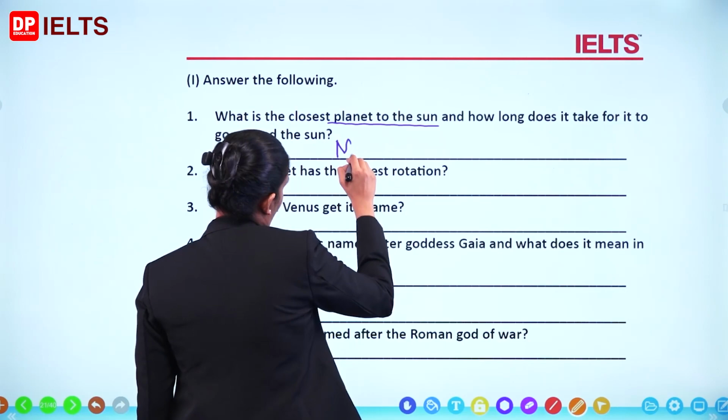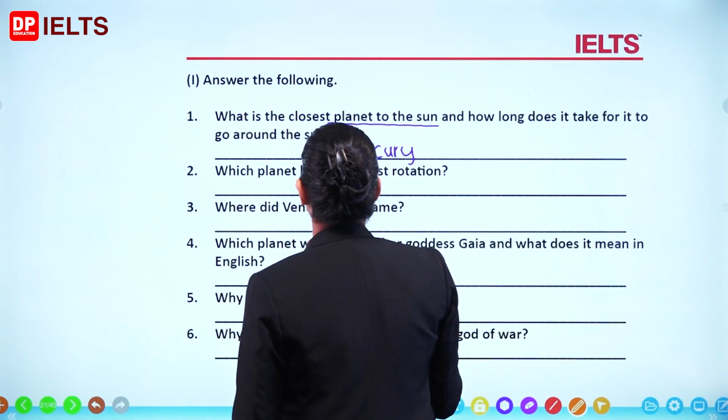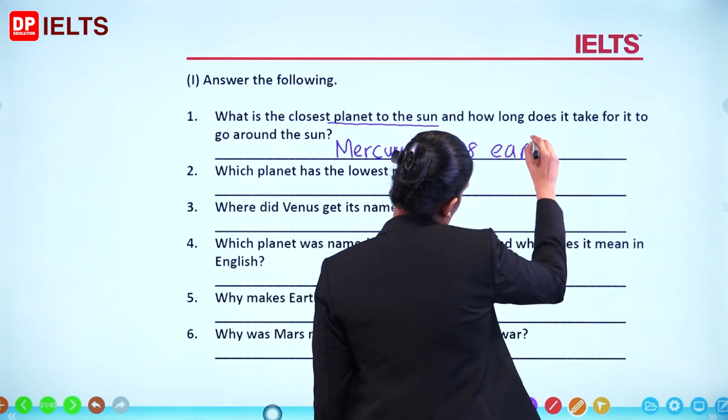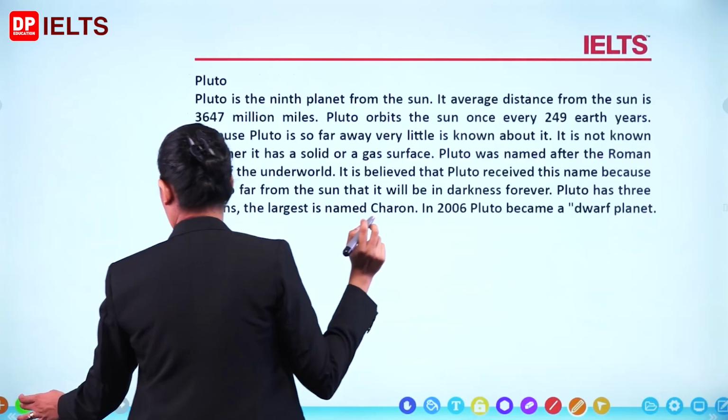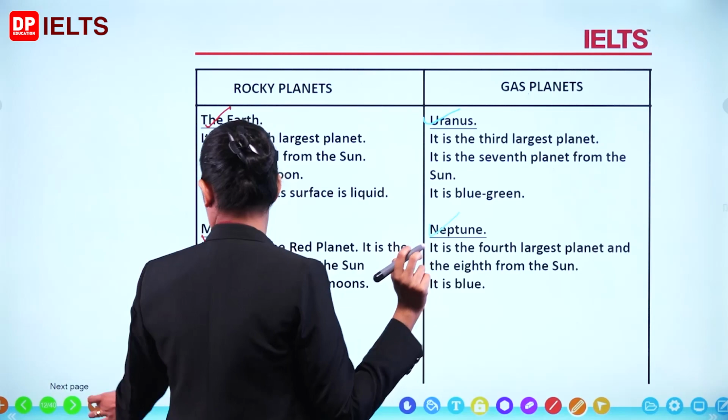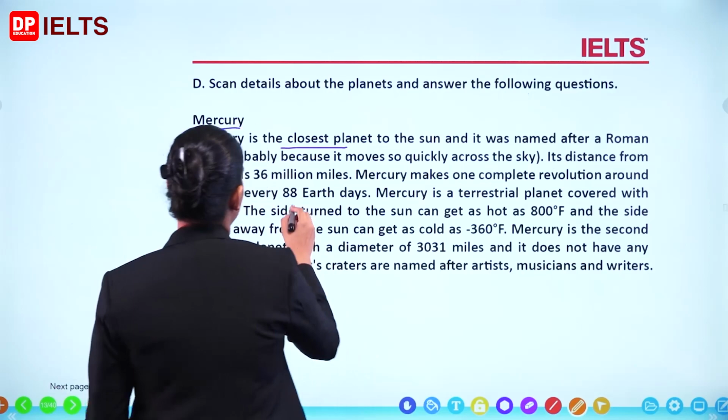And how long does it take to go around the sun? 88 Earth days. I think that is how I remember. 88 days. Does it take 88 days? Yes, 88 Earth days. Right.